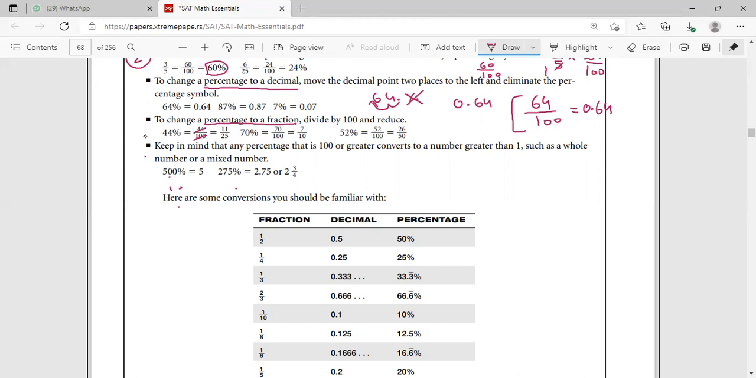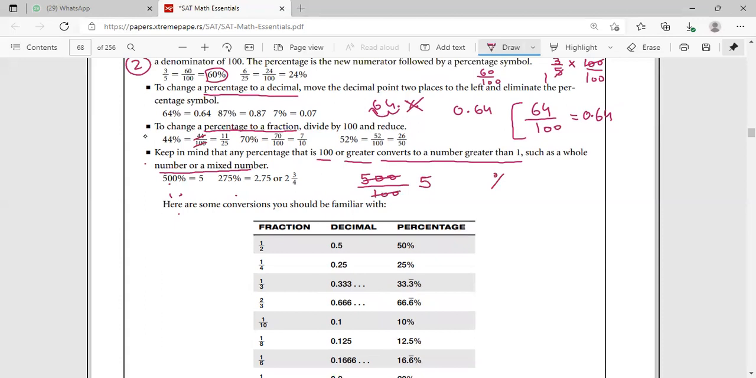Yes, ma'am. Okay. Keep in mind that any percentage that is 100 or greater converts to a number greater than 1, such as a whole number or a mixed number. Now for example we had 500%. Now obviously 500% would be 5. Why? All we know is 500% means 500 divided by 100, and if we simplify it, we'll be left with 5. So this is what they are trying to say. You don't need to learn anything. The only thing you need to know here is that percent is basically per 100. Is it clear?